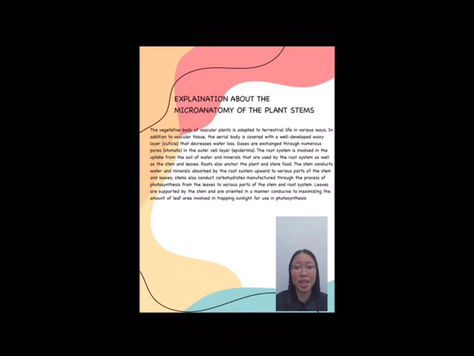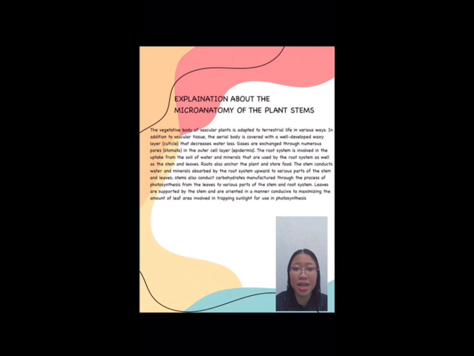The vegetative body of vascular plants is adapted to terrestrial life in various ways. In addition to vascular tissue, the aerial body is covered with a well-developed waxy layer, the cuticle, that decreases water loss. Gases are exchanged through numerous pores, stomata, in the outer cell layer, the epidermis.